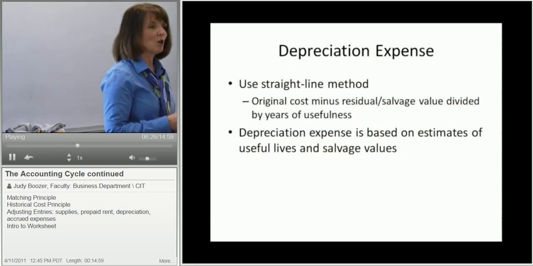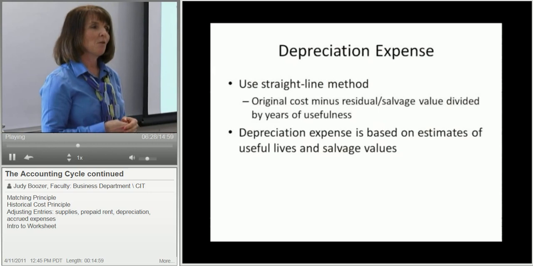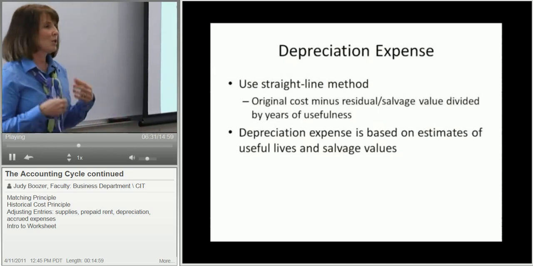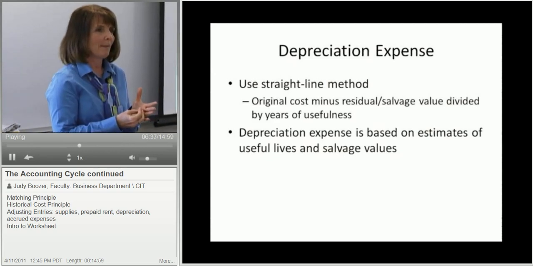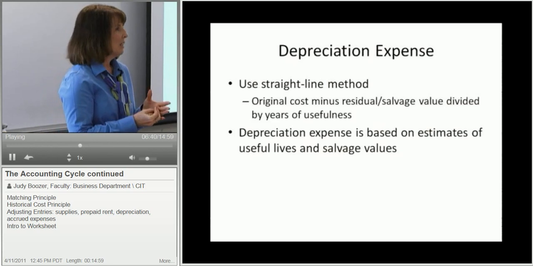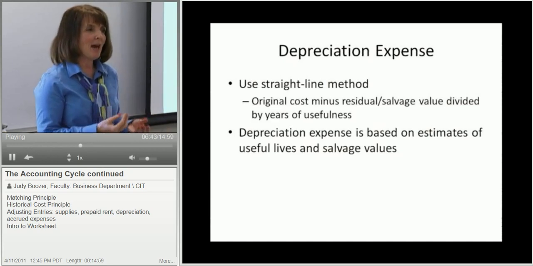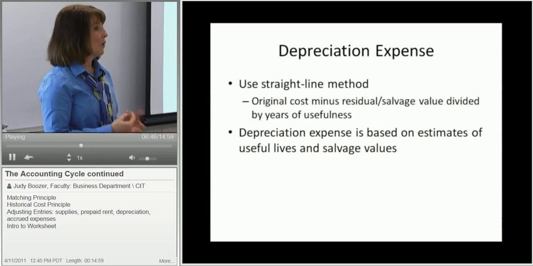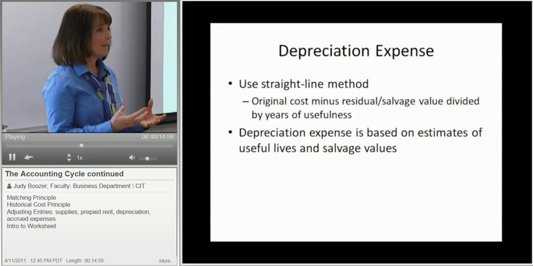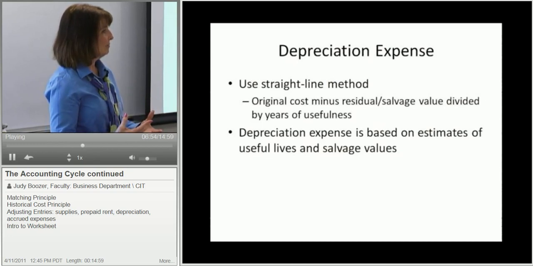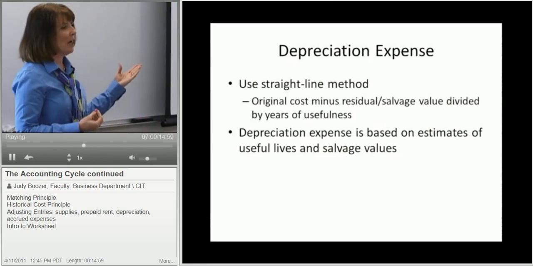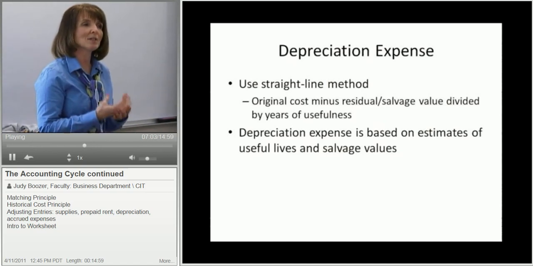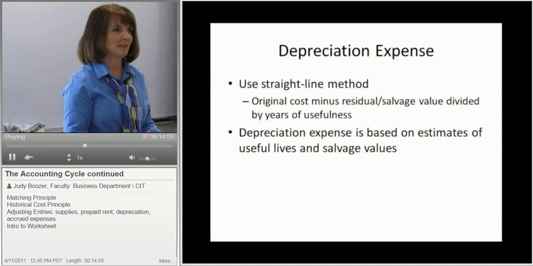We take the original cost, and from it we subtract the residual or salvage value. And what is that, residual or salvage value? Anybody know? The value that this asset may have at the end of its useful life. For example, when you buy a vehicle, it usually has a value when you go to sell it, correct? A blue book value, something like that. So at the end of its useful life, when you may no longer want to use it, it still may have some value. You may be able to sell it. Let's put it that way.